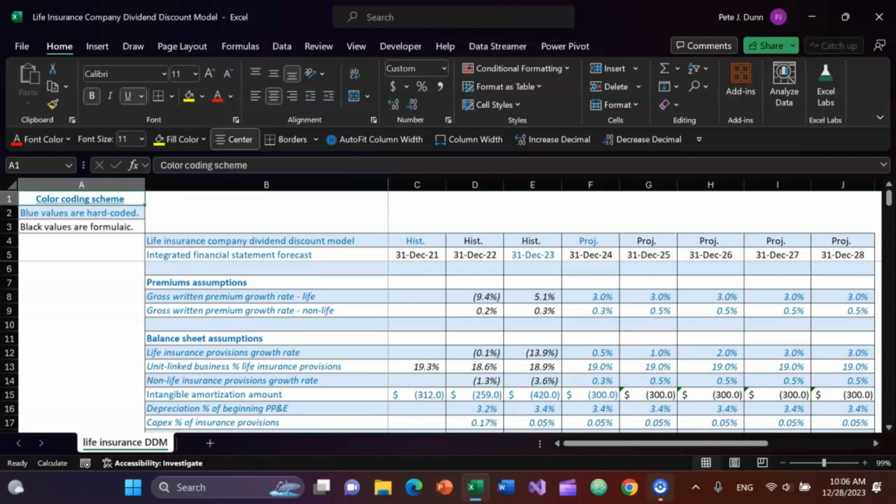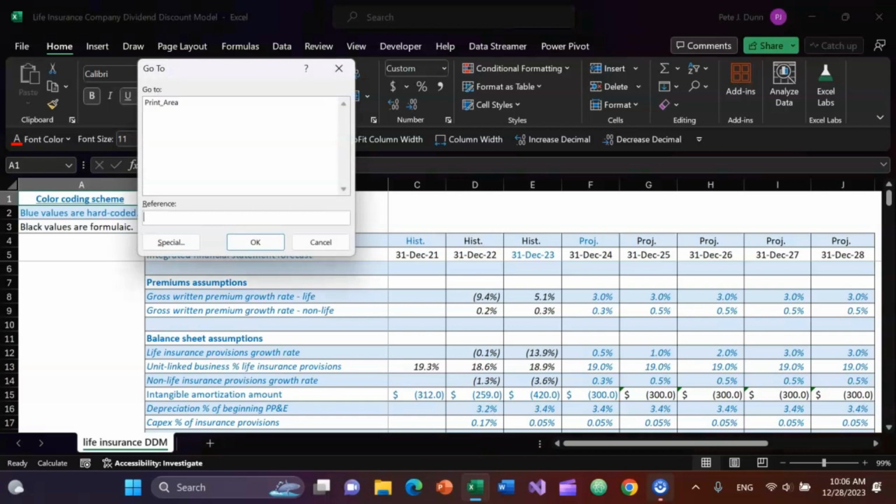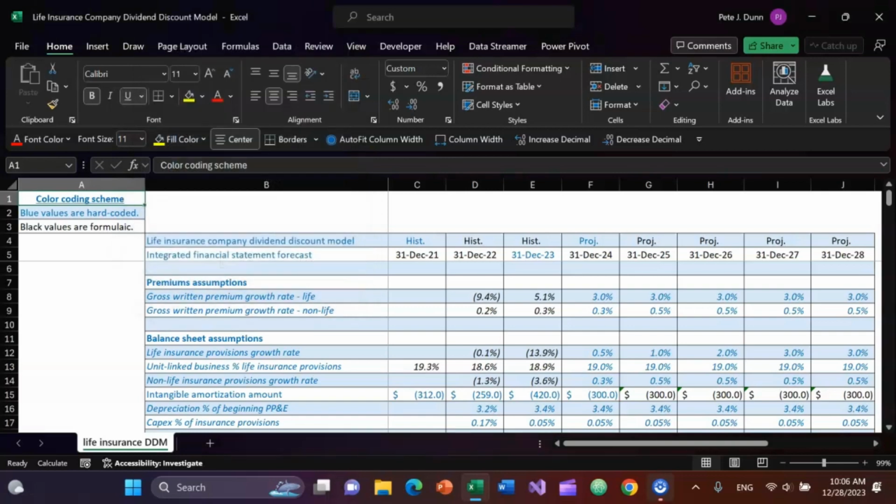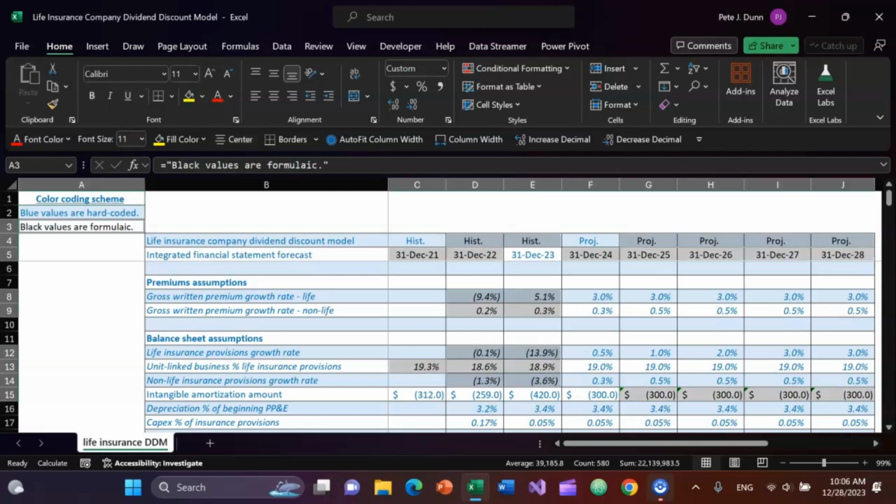If you want to select all the formulaic numbers, F5, Alt, S as in Sierra, F as in Foxtrot, press Enter. And you can see the Microsoft Excel software has selected all the formulaic cells. So that's a good set of keyboard shortcuts to know, that F5 Go To Special menu, when you're checking your own work or checking the work of others if they have a color coding scheme.